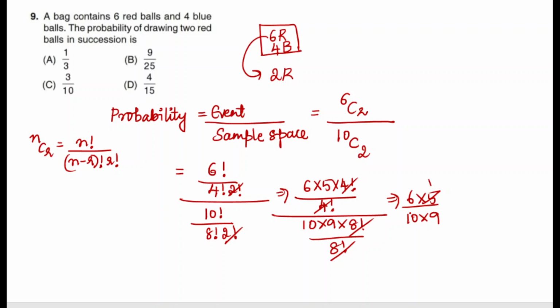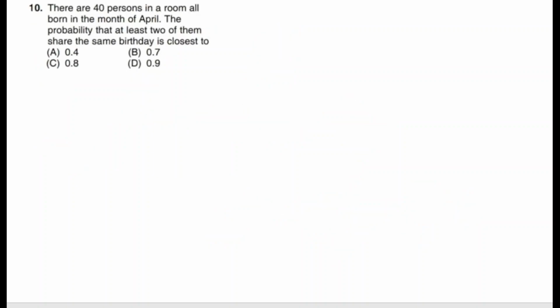Just cancel now. 5 ones are 5, 5 twos are 10. 2 ones are 2, 2 threes are 6. 3 ones are 3, 3 threes are 9. So it will be 1 by 3. Now 1 by 3 is the right option. Option A is the right option. I hope everyone is clear with this question. Proceeding to the next question.